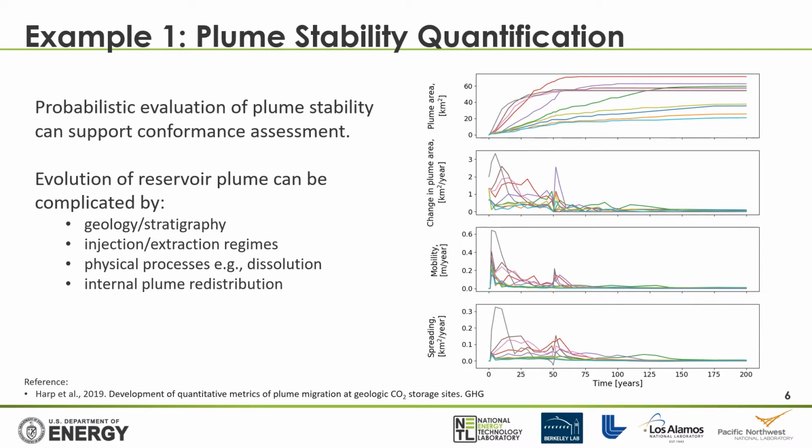The metrics are based on spatial moment analysis methods and can help quantify the spatio-temporal evolution of plumes at geological CO2 storage sites. It is known that the evolution of reservoir plume can be determined by many factors, ranging from geology and stratigraphy to injection-extraction regimes. As part of its source code, NRAP OpenIAM provides several examples which illustrate probabilistic evaluation of plume stability based on ensembles of simulation and how this type of analysis can support conformance analysis.